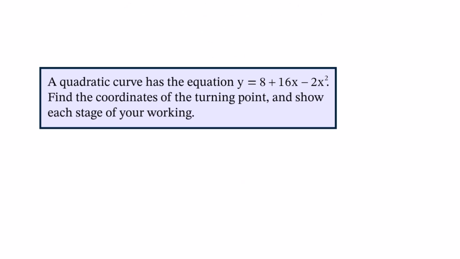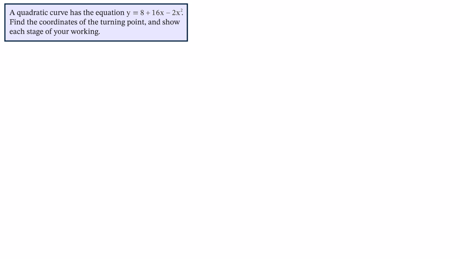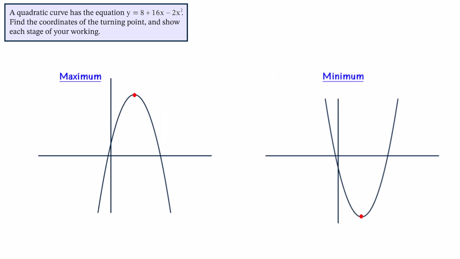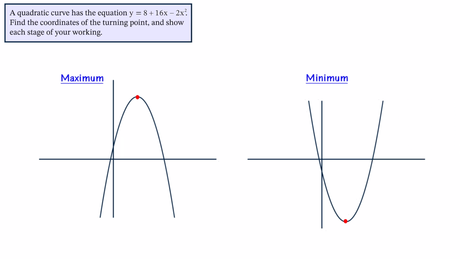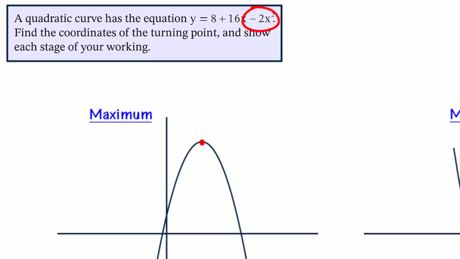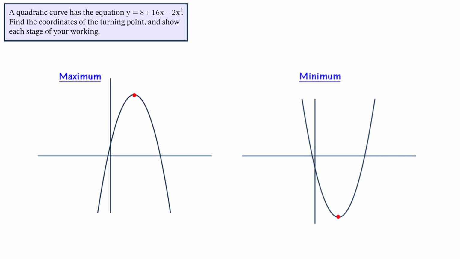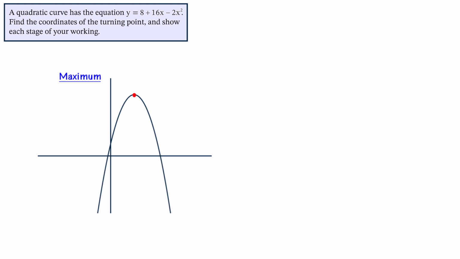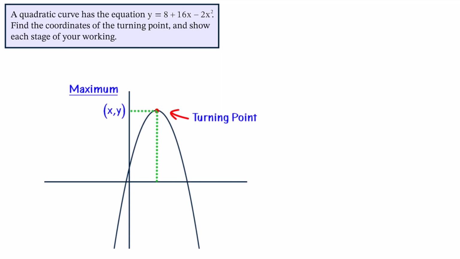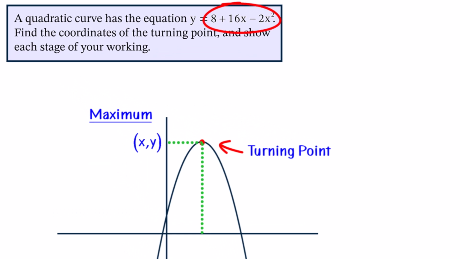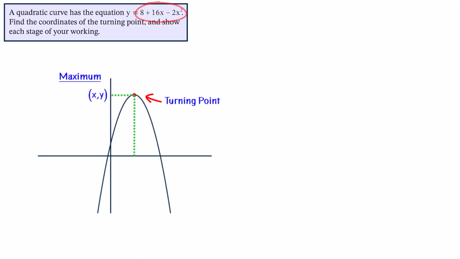Okay, so a turning point on a graph is a point where the graph changes direction. This can either be a maximum or a minimum point. And because the quadratic curve in this question has a negative number in front of the x squared term, called a negative coefficient, the turning point will be a maximum. And the graph will look like this, with the turning point being the coordinates of this point. But in order to find this point, we'll need to change this quadratic expression into completed square form, which is a times x minus b squared plus c.